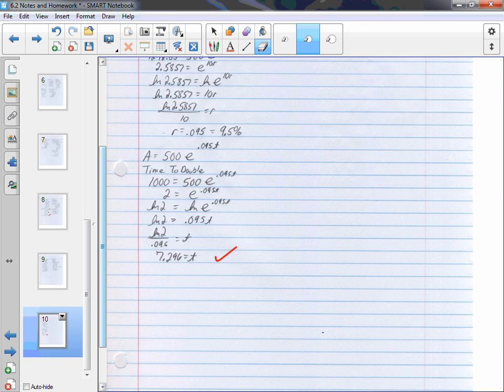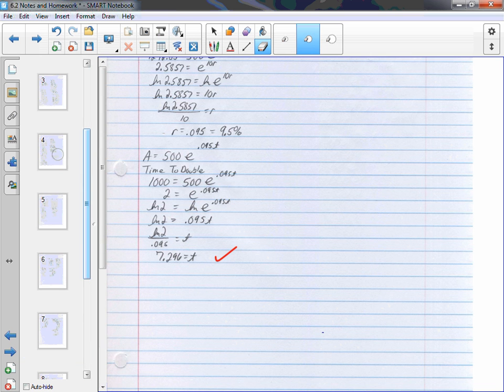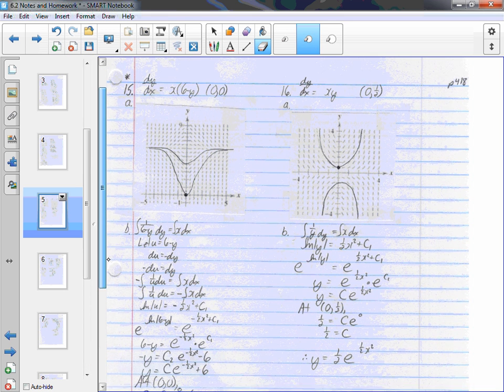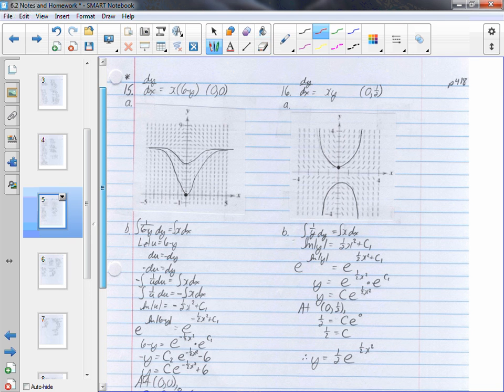Okay? Which one? 16. There's 16. Do I need to do any explaining for 16? All right. Let's see. So to get that, you just try to follow the little slopes.